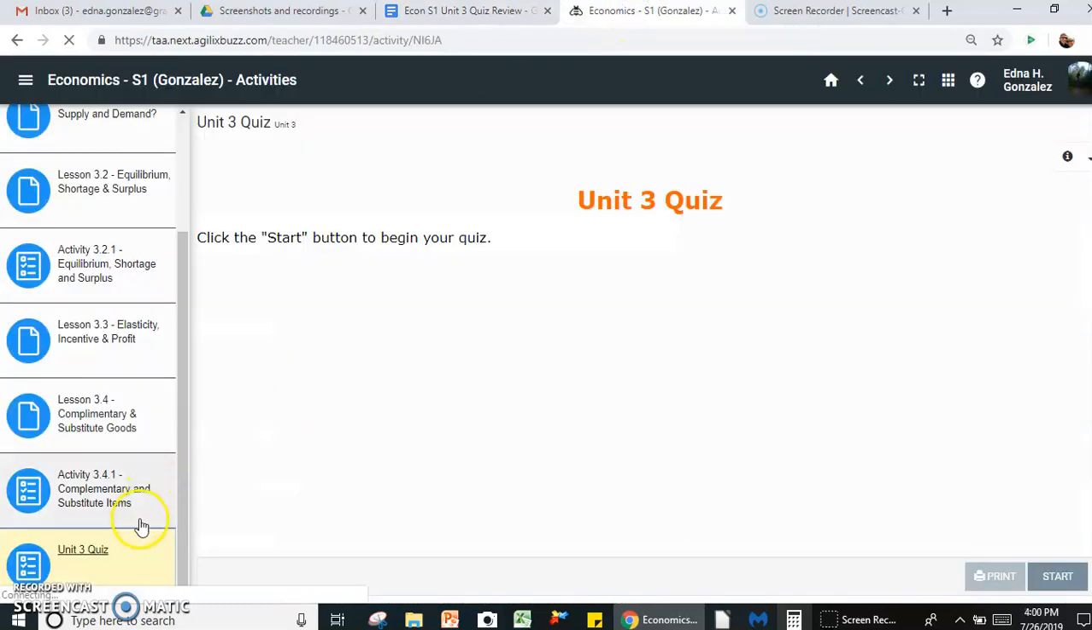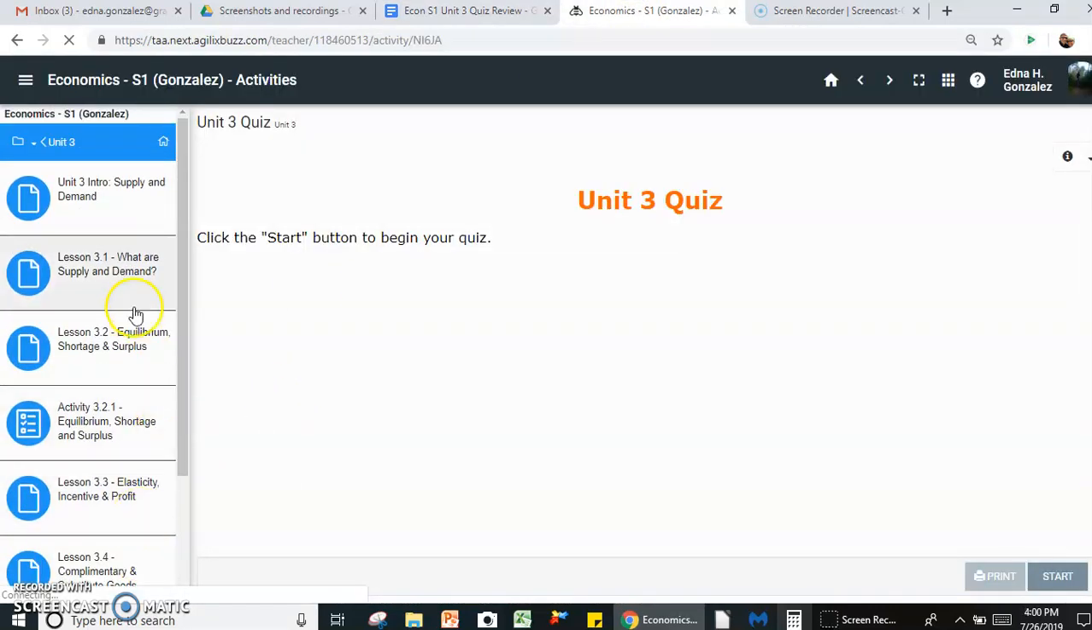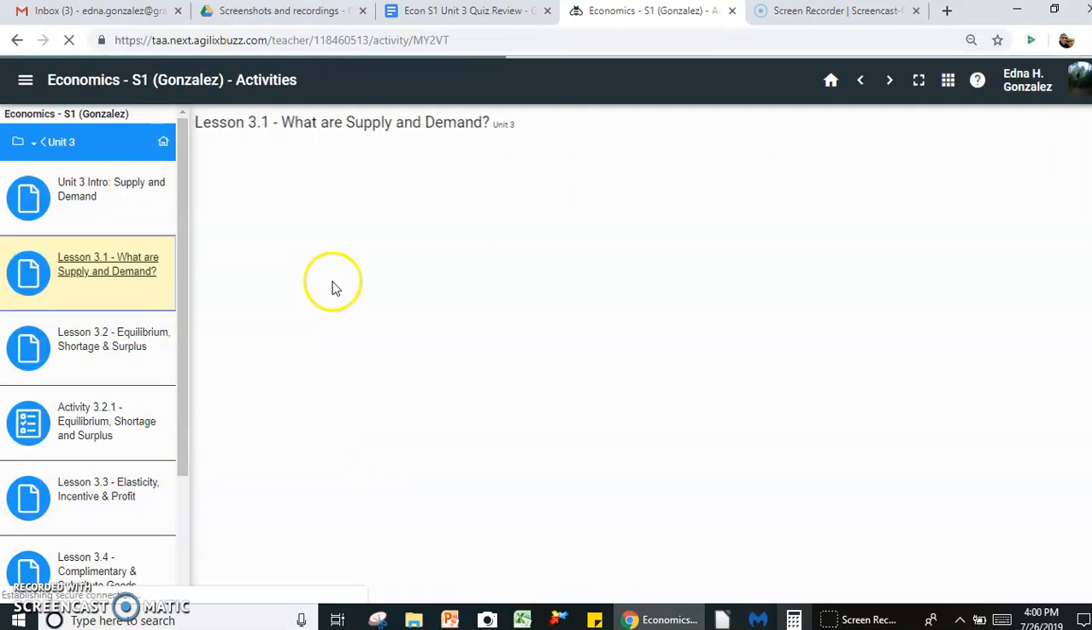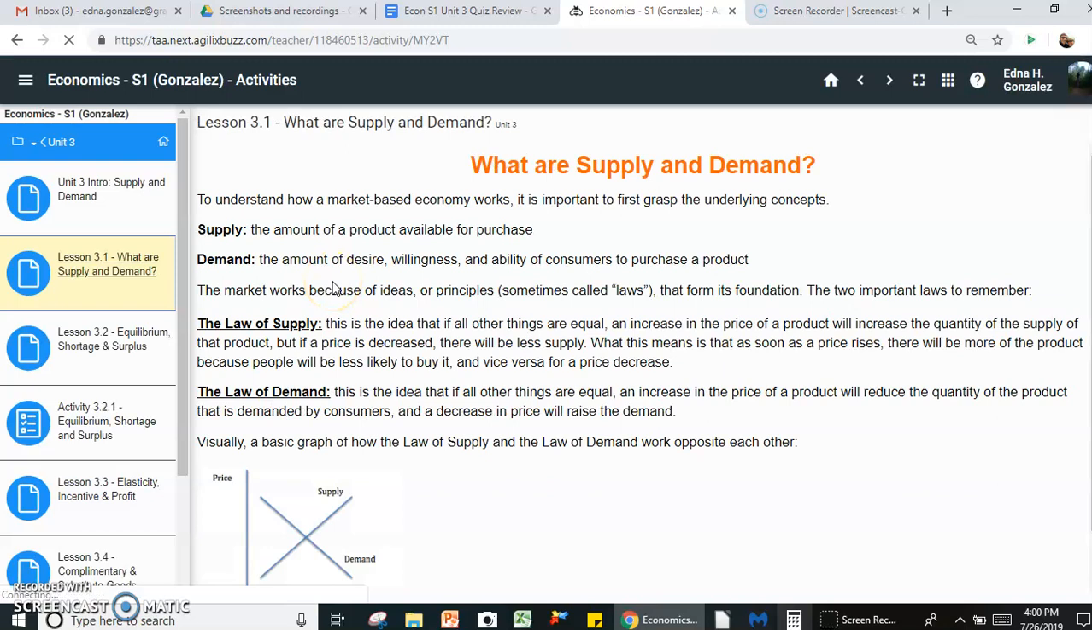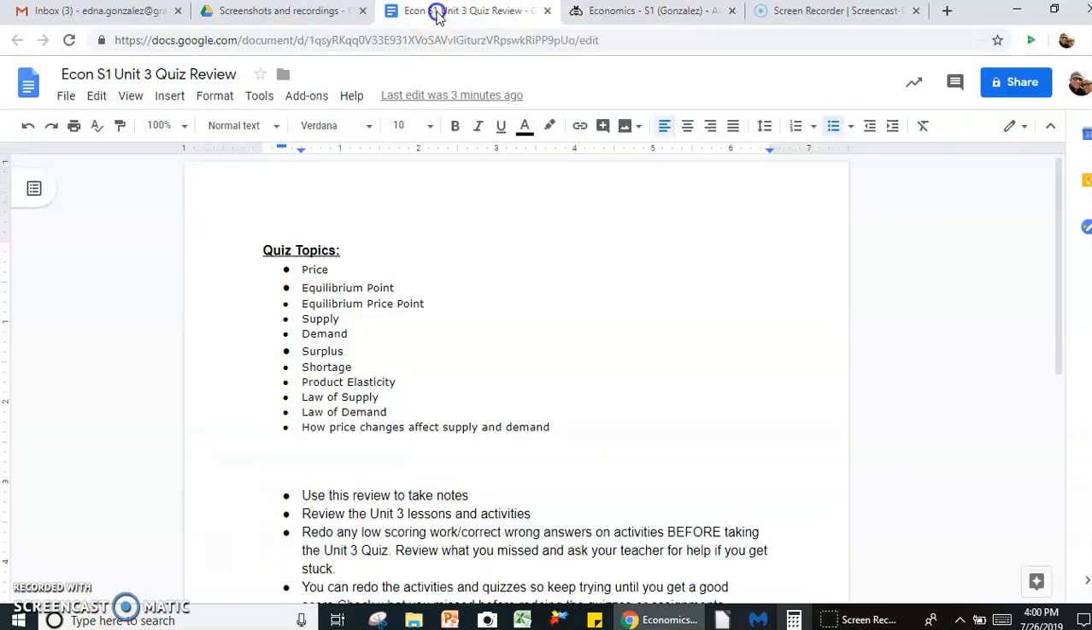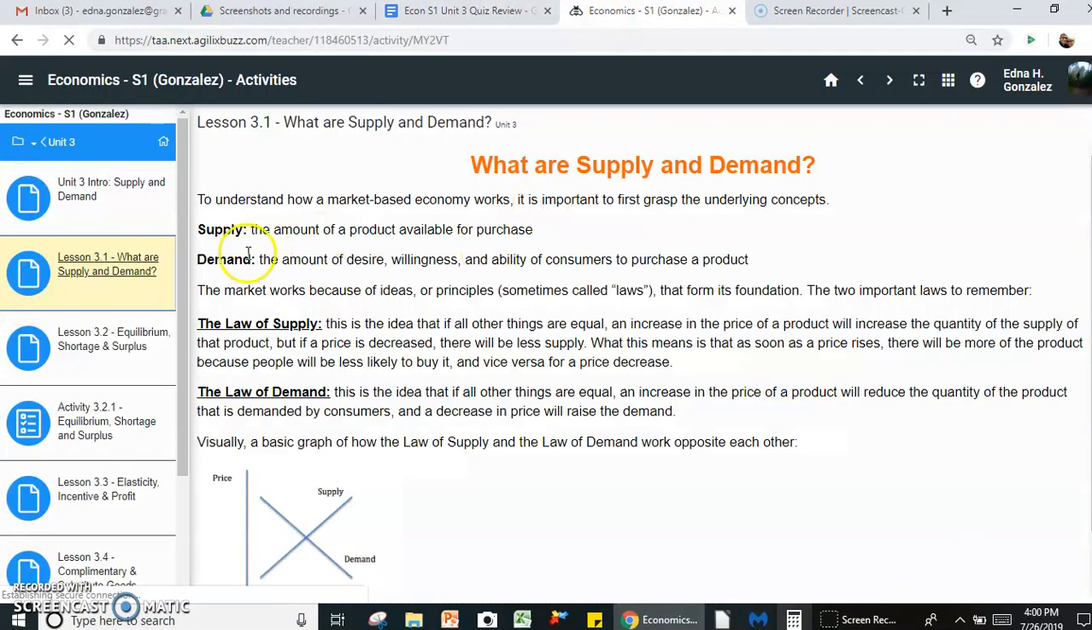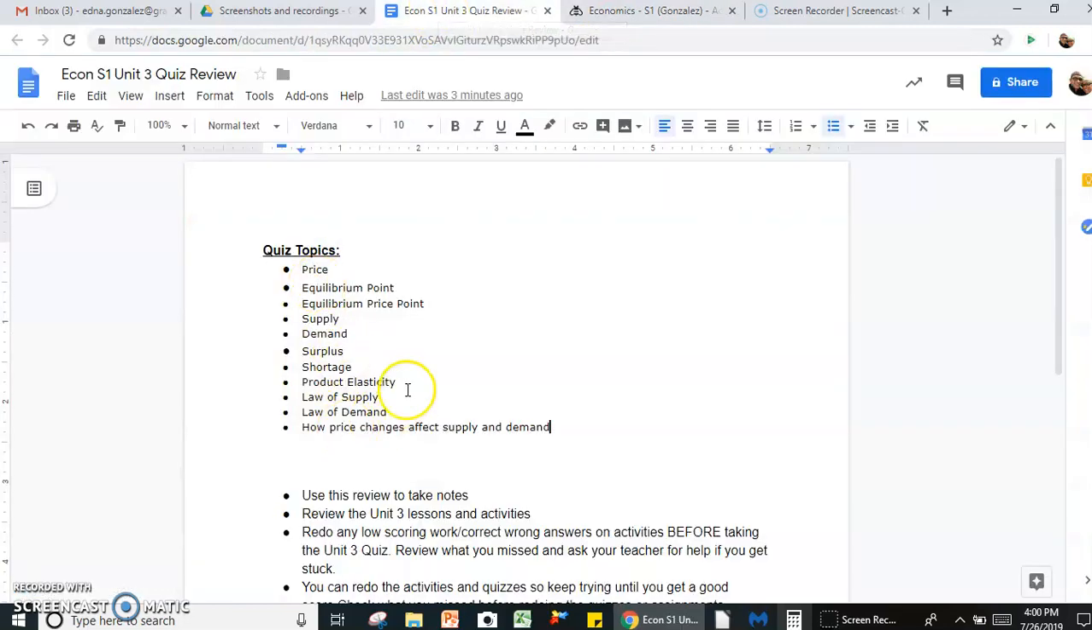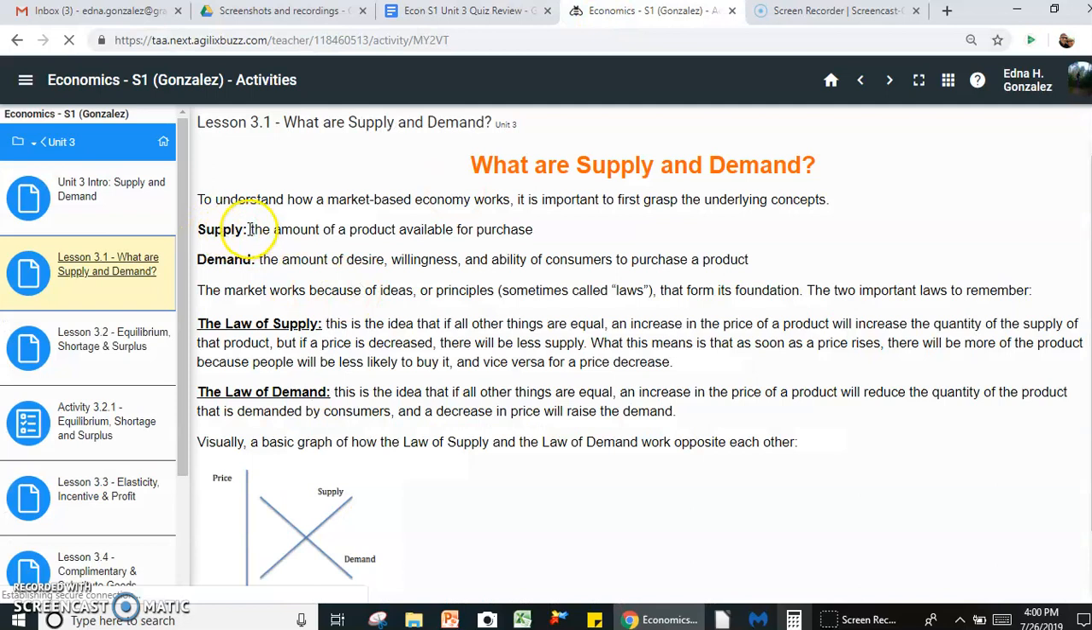Just go into Unit 3 and you can look at any of the folders. And for example, right here it says what are supply and demand. So if you want to use this as a notes page, you can copy and paste the definition of supply and demand on here. So for example, I will just cut and paste it. And this is cutting and pasting for notes only. You should never cut and paste for any other reason.